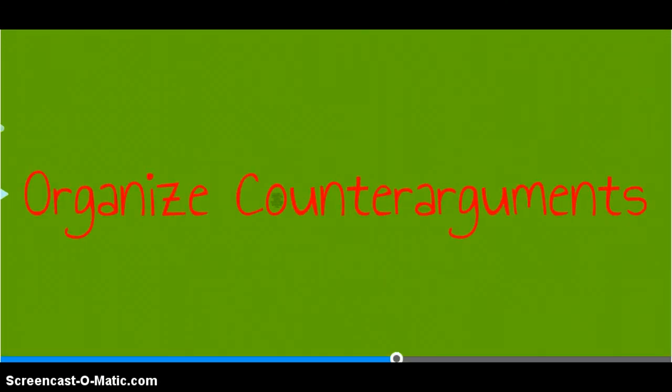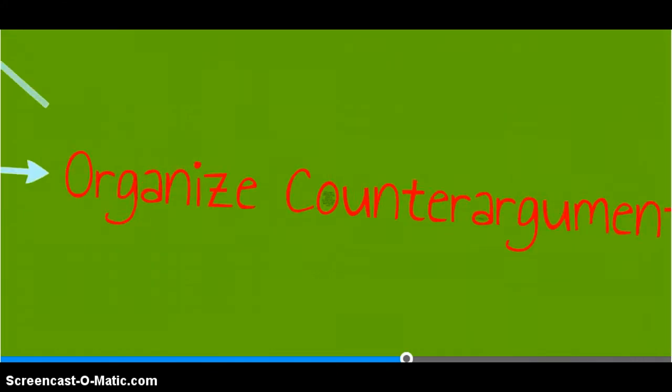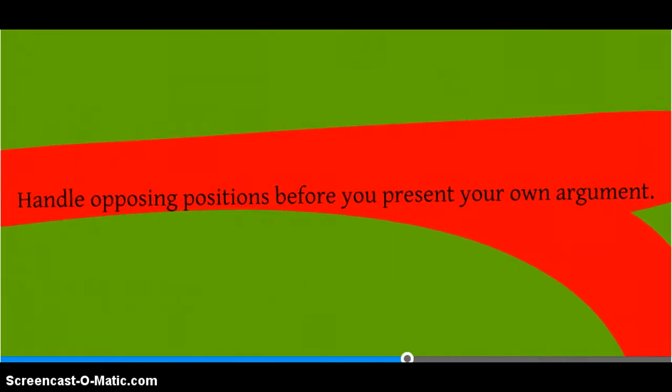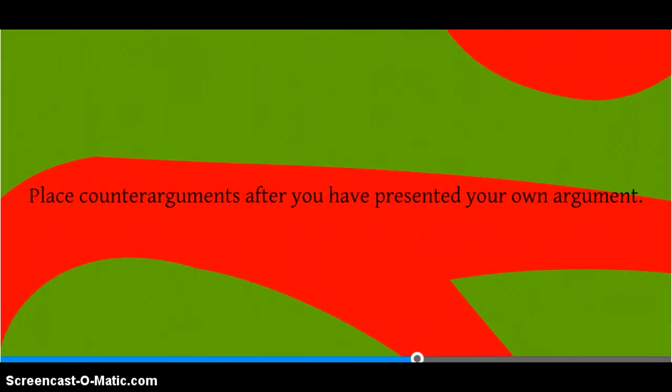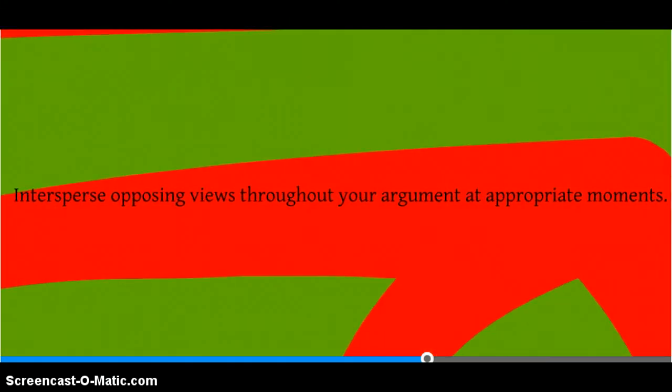From there, you need to decide how to organize your counterarguments. There are several options for how you can do so. You can handle opposing positions before you present your own argument, or you can place counterarguments after you have presented your own argument. On the other hand, you could intersperse opposing views throughout the argument at appropriate moments as they come up.